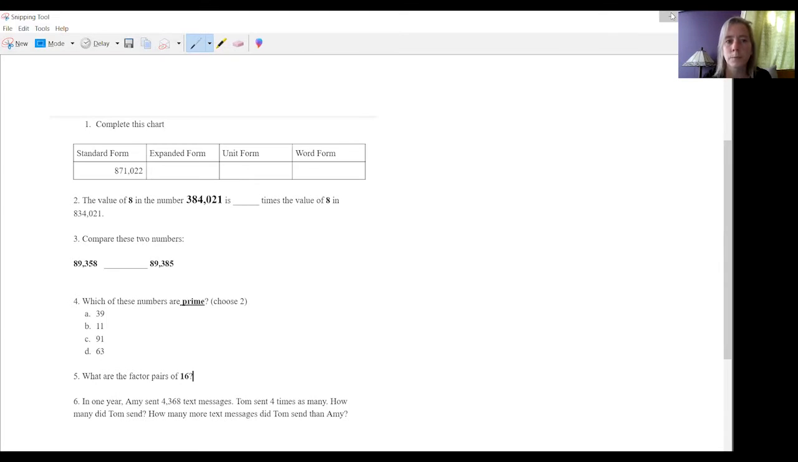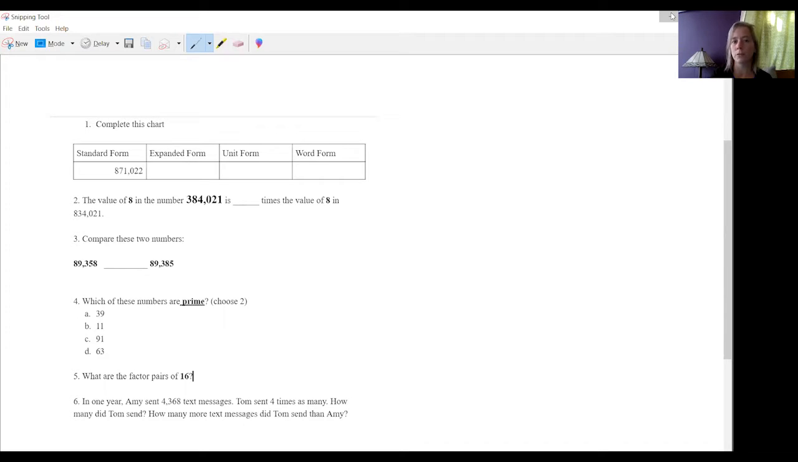Let's go ahead and remember this number right here. We're going to complete this chart in standard form. The number that you would see is 871,022. You're going to write that in expanded form. So 800,000 plus 70,000. I'm going to write that in the unit form. Go to each one of these unit places. So this is the 100,000s place, 10,000s place, 1,000s place, and write that in here.